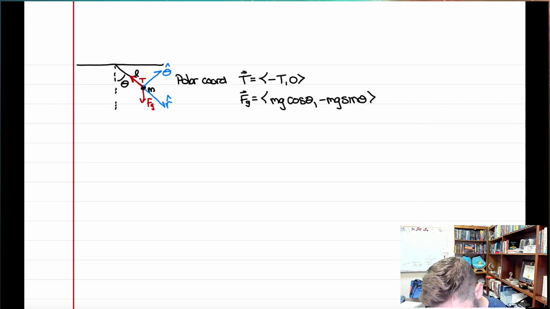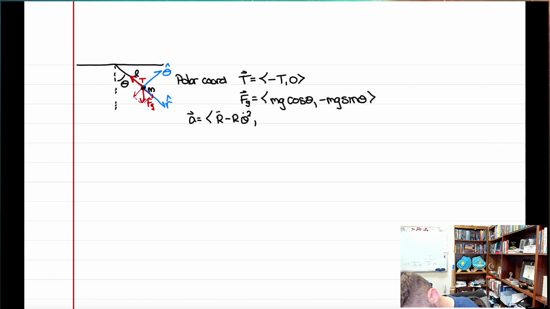So gravity has a component that is pointing away from the origin and is in the opposite direction as the positive theta component. Okay, and then we have our good old polar coordinate acceleration, which is r double dot minus r theta dot squared, r theta double dot plus 2 r dot theta dot.